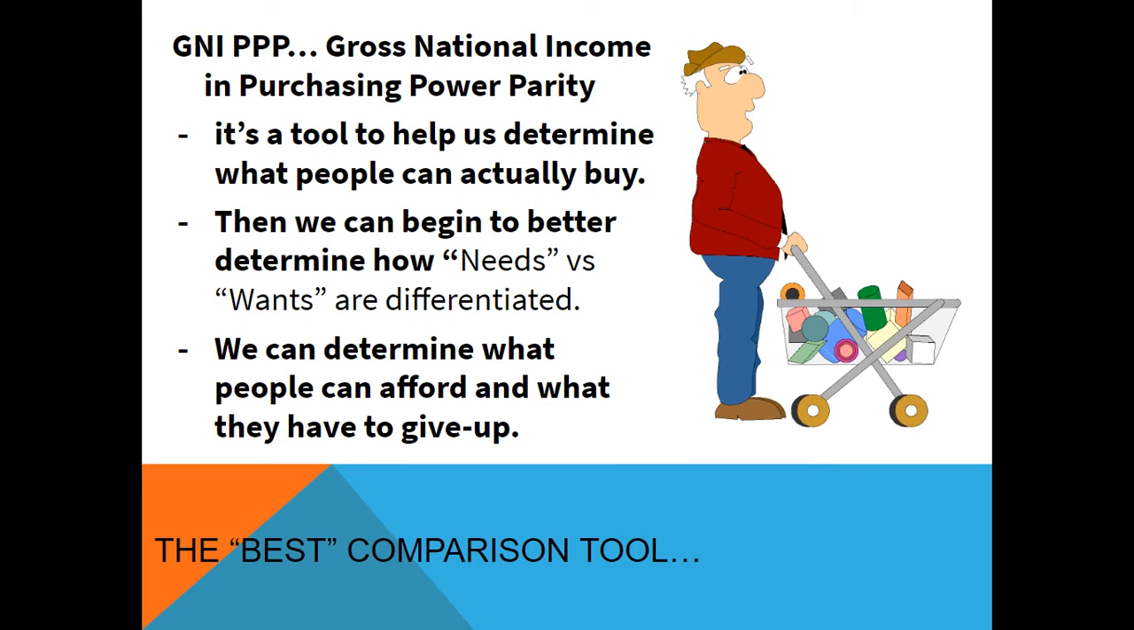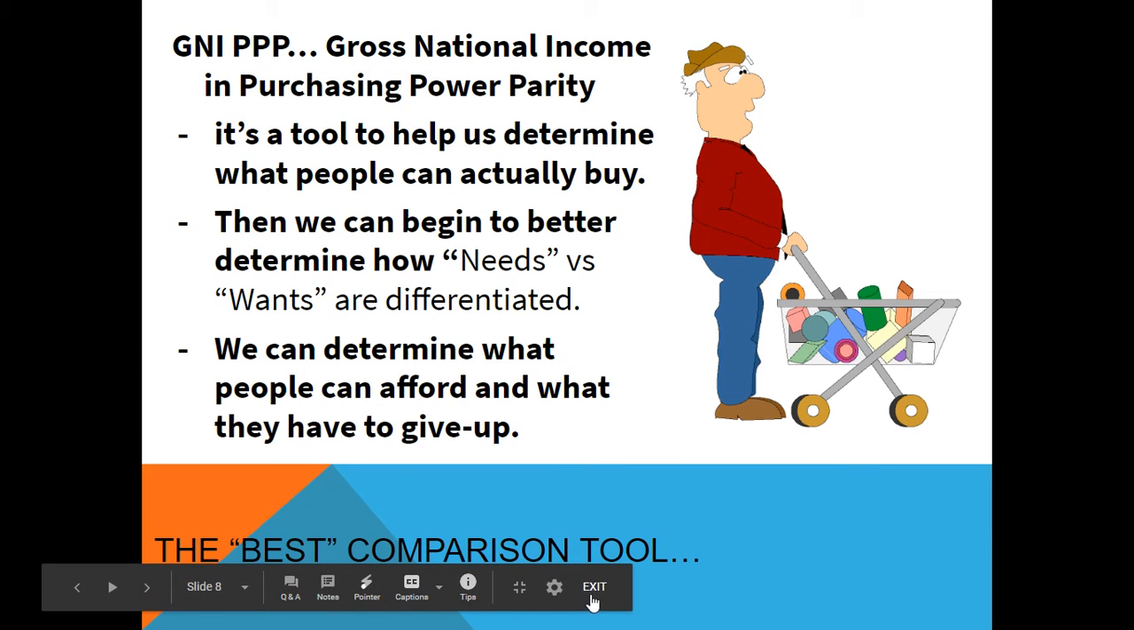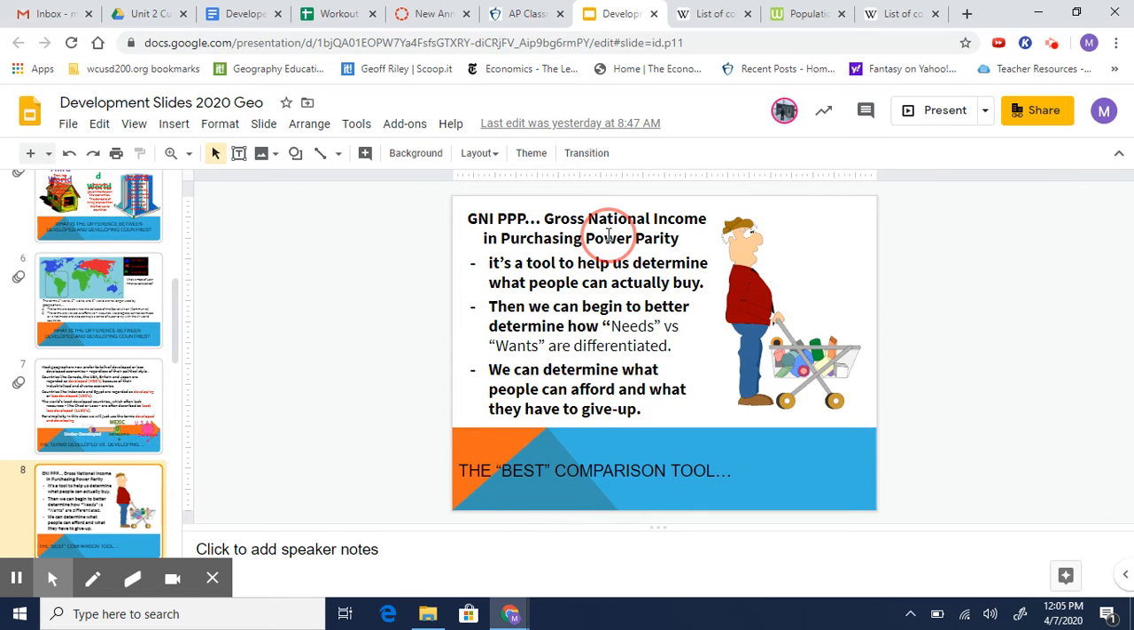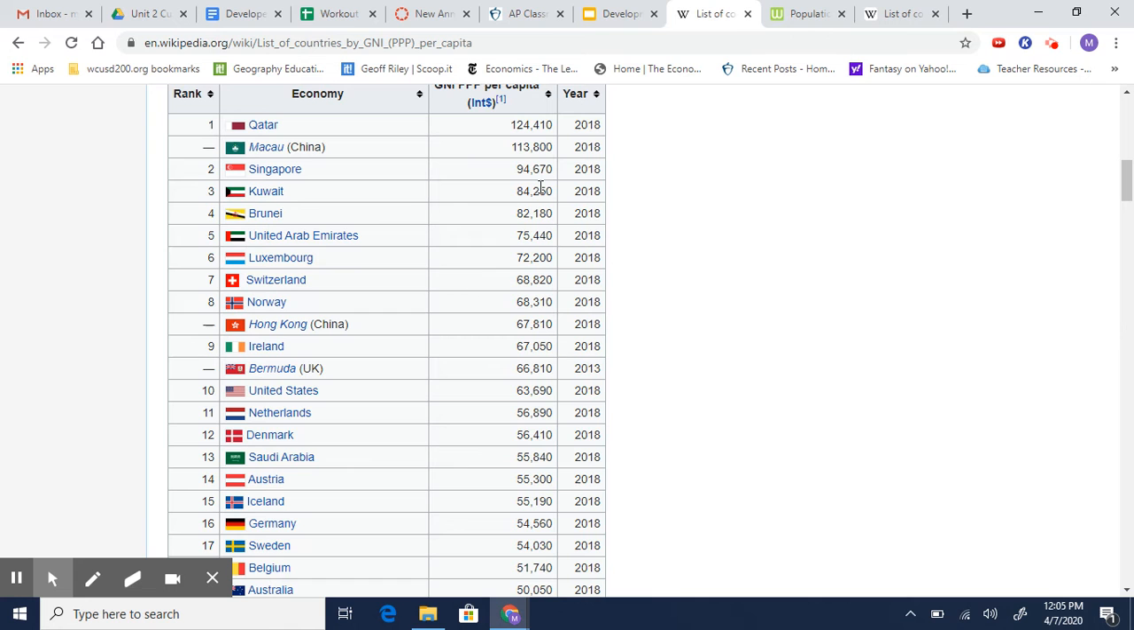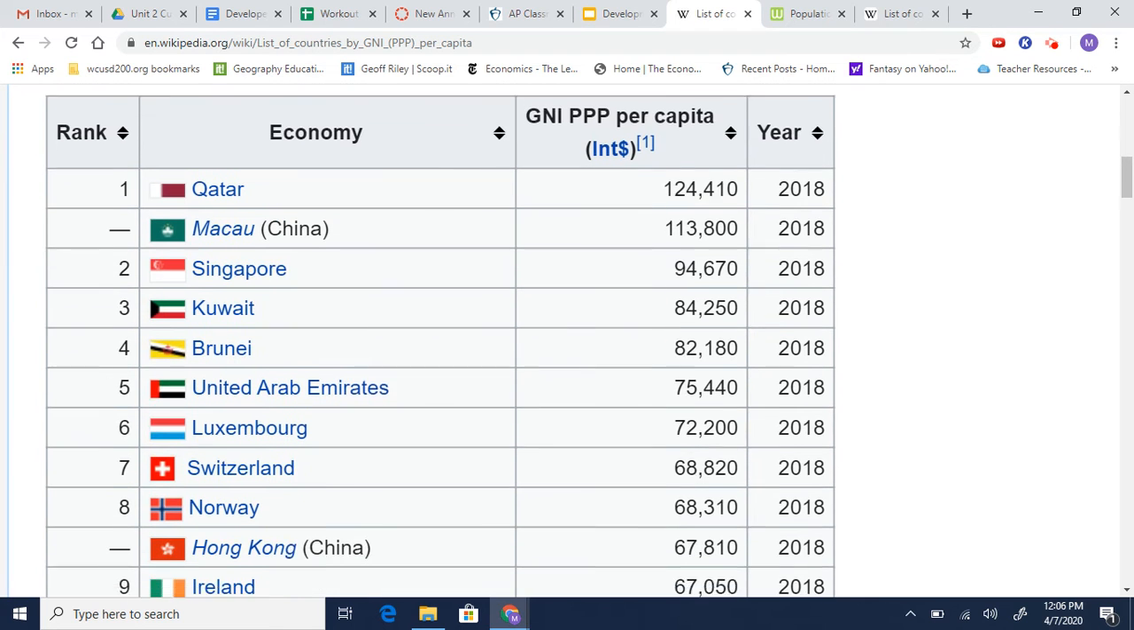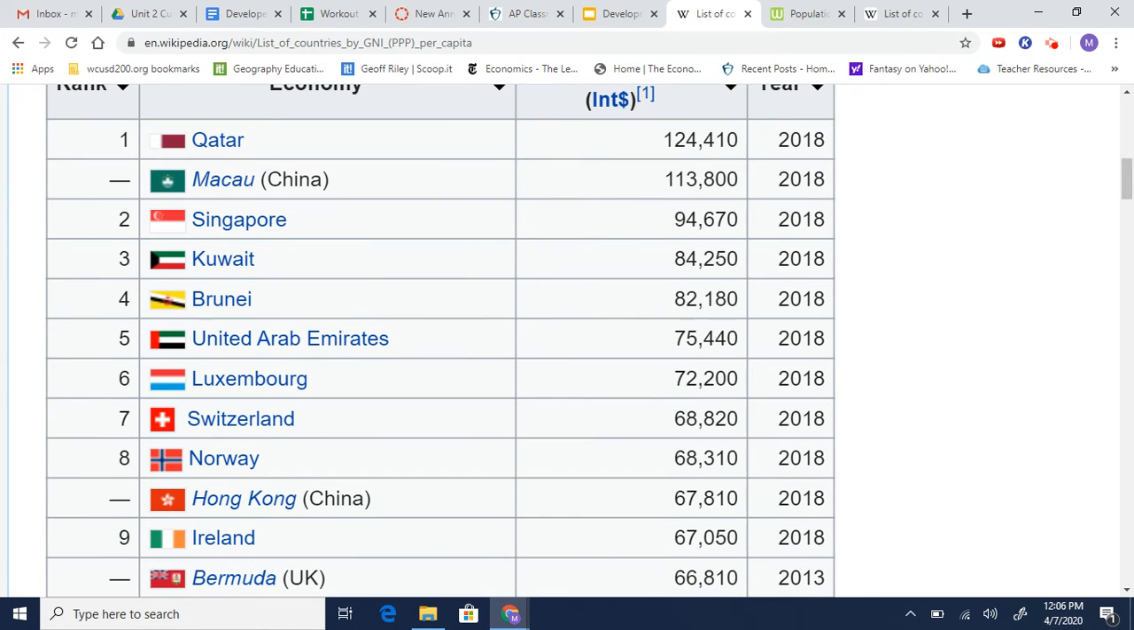So if I was to exit out of this, what are some of the highest countries in terms of GNI purchasing power parity? Here are some of them. If you look at the top 10 here, you might be a little surprised. What this means is that the average citizen of Qatar earns about 124,000 US dollars each year. This is as of 2018.